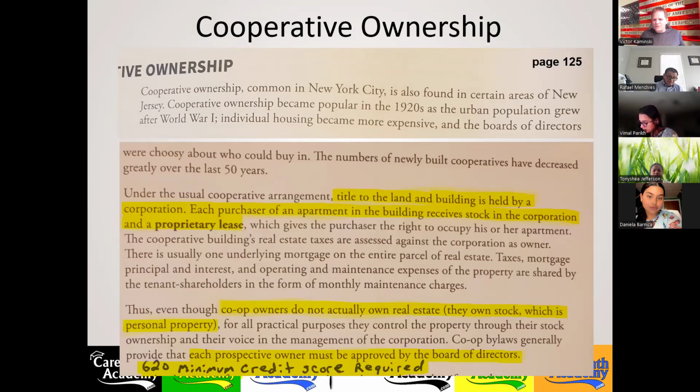Because if you do, the corporation uses part of that monthly maintenance to pay the taxes on the property, or maybe even an underlying mortgage that they still have on the property.